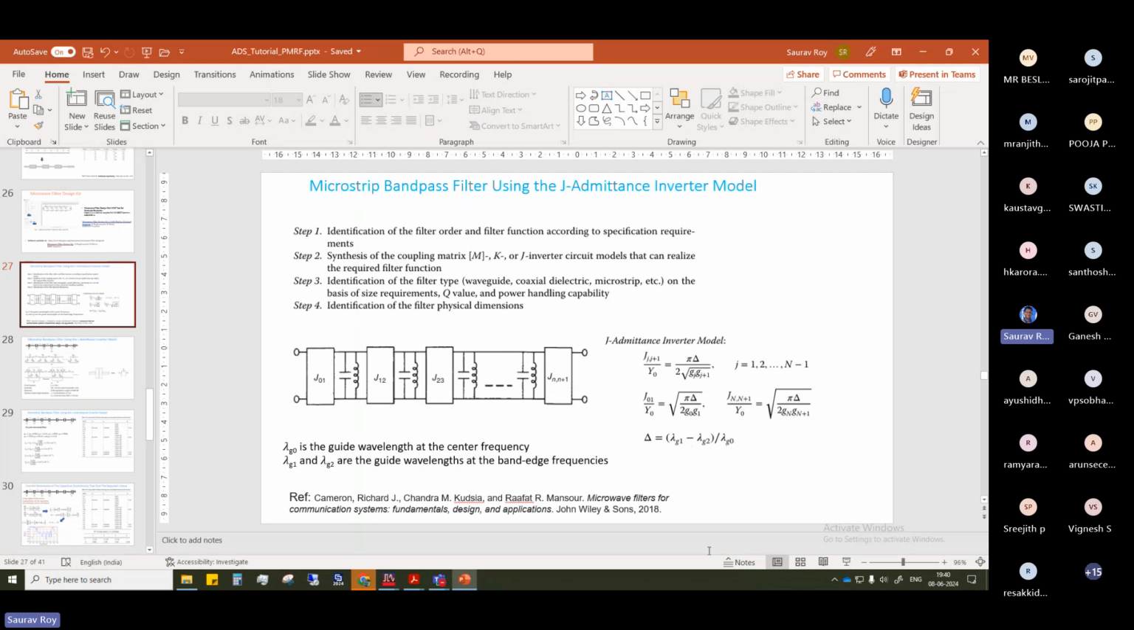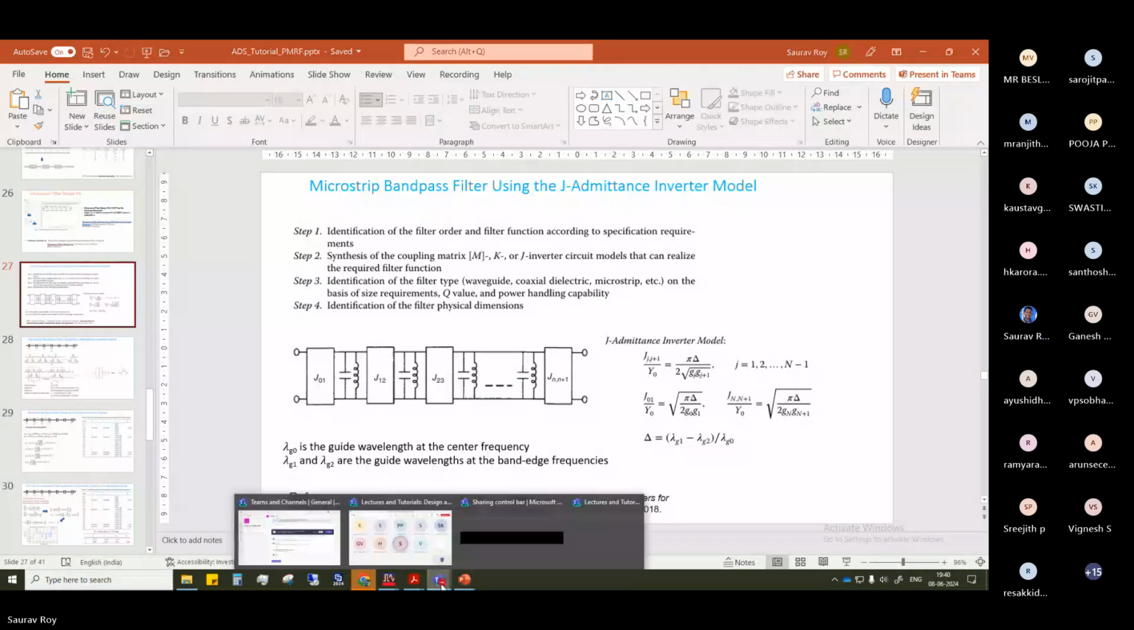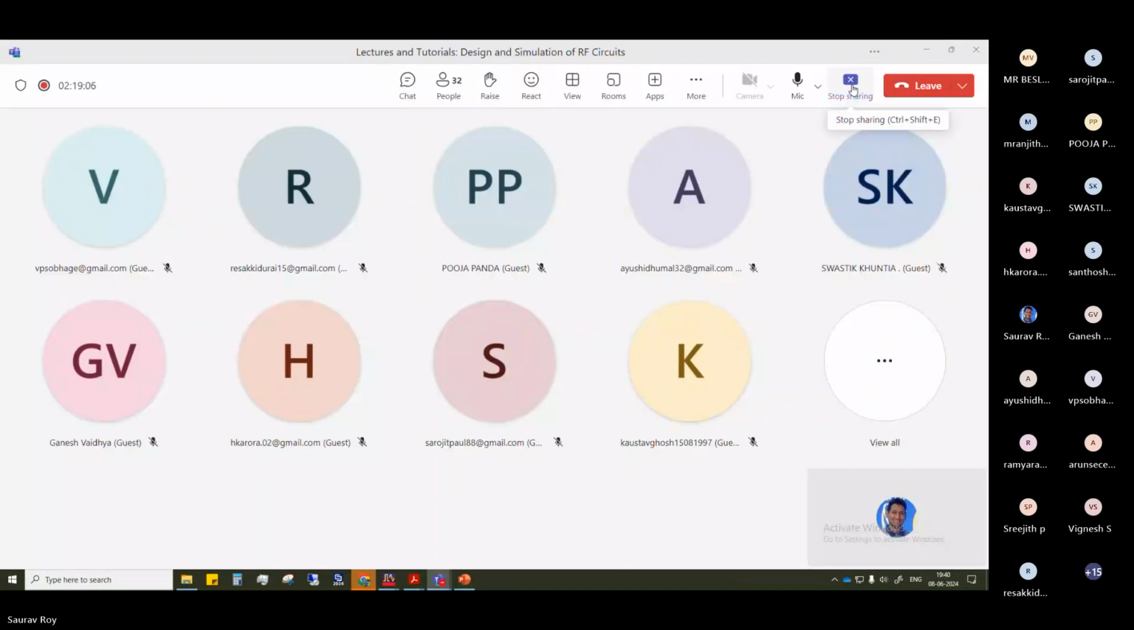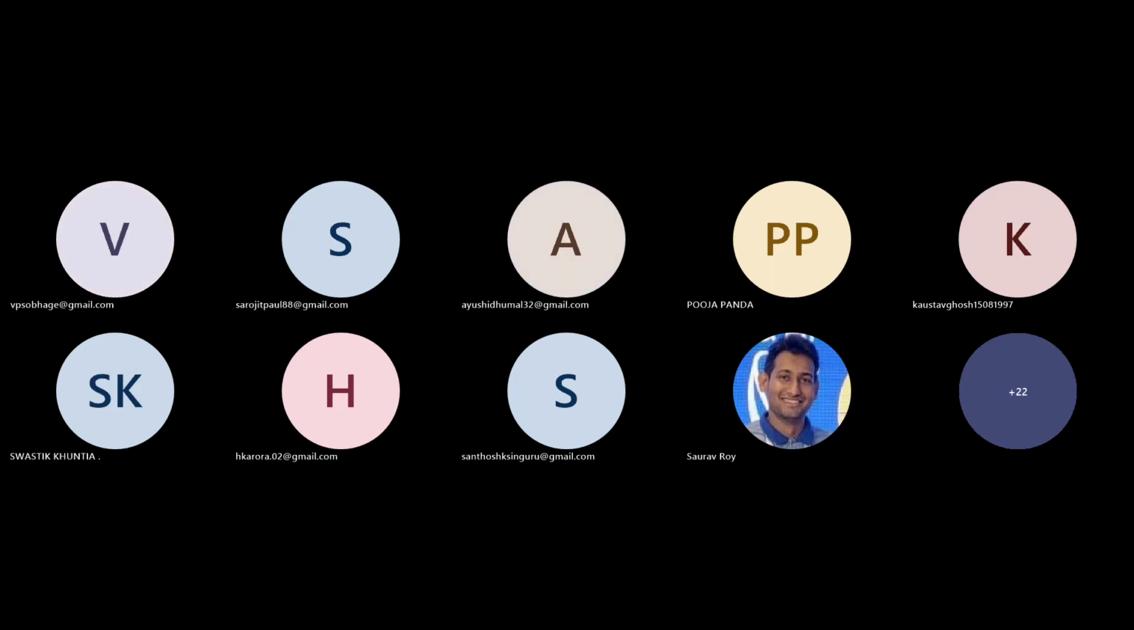Okay, so today we'll close, and please do the assignments yourself. If you really want to, I have not asked specifically for a bandpass filter design with microstrip line, but I will suggest please try these steps yourself so that you can learn. Okay, see you tomorrow with new theory.